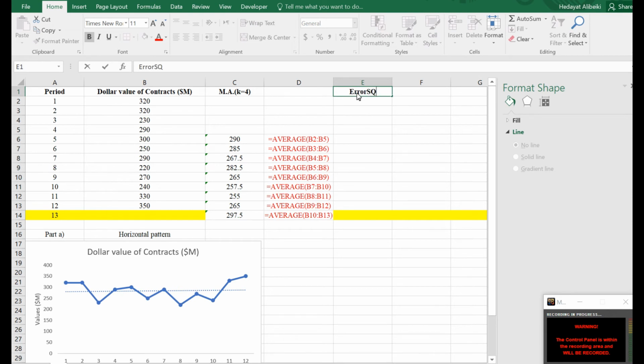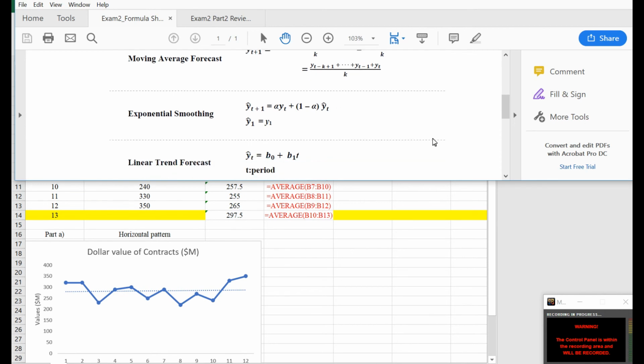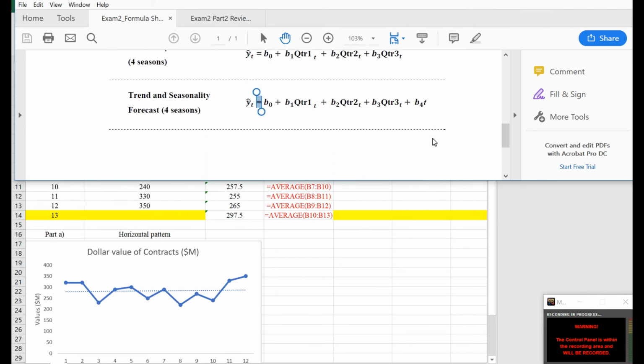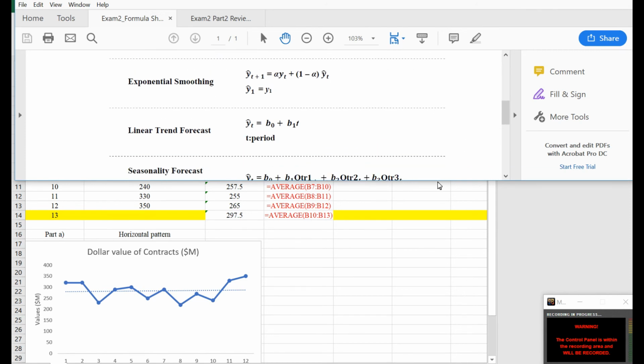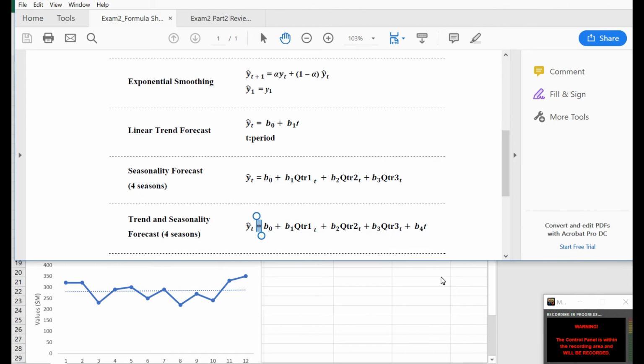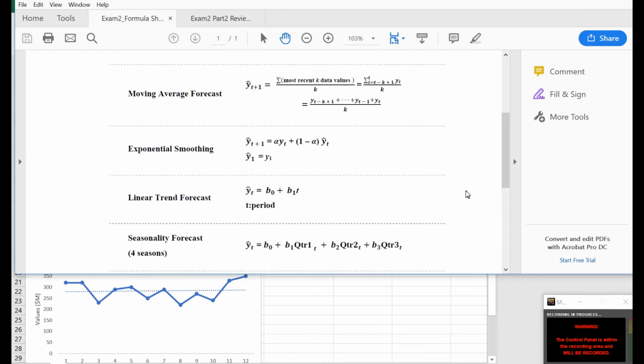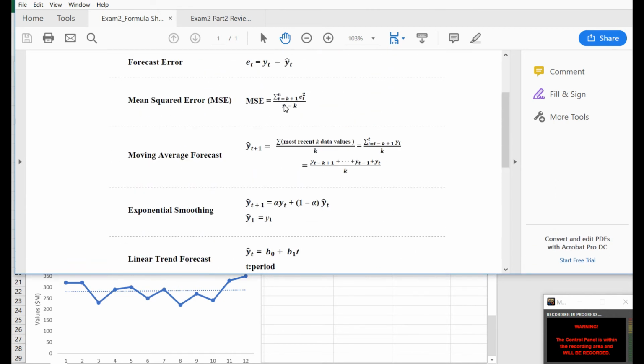So error squared. So MSE is, let me just show you here. MSE is the average of error squared. So we need to calculate error squared for each period, and then the simple average of error squares would be MSE, mean squared error.